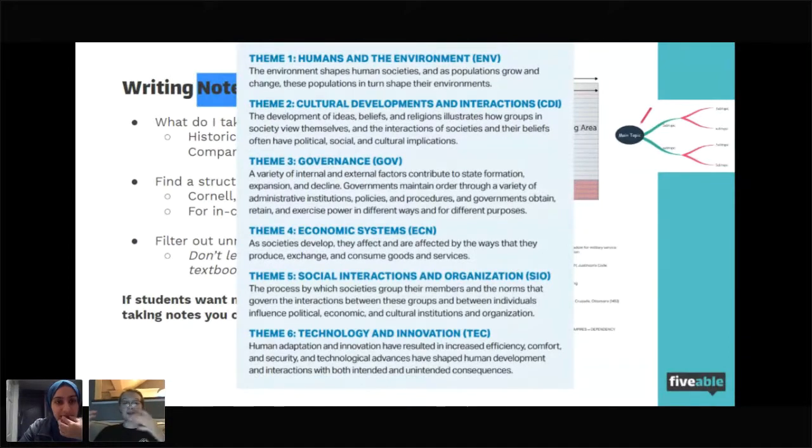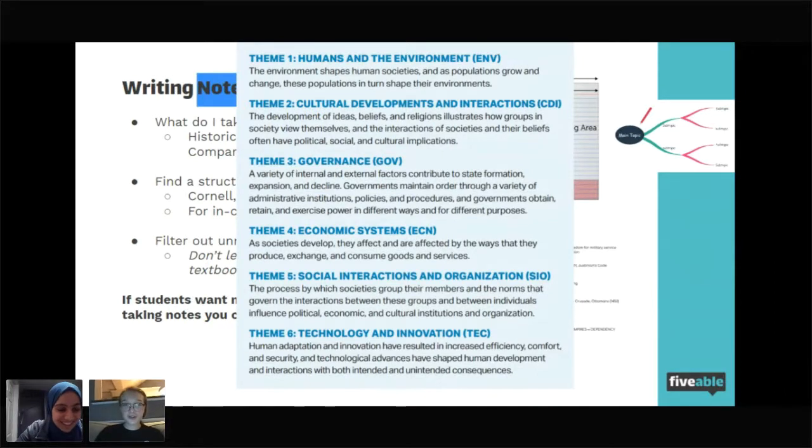Leave in the chat, how do you feel about writing notes, 1 to 5? 5 being, yay, I'm really confident with this. 1 being, I don't really know how to write notes. Yeah, just leave that number in the chat. Well, that's fine. I guess you don't have to participate if you don't want to.